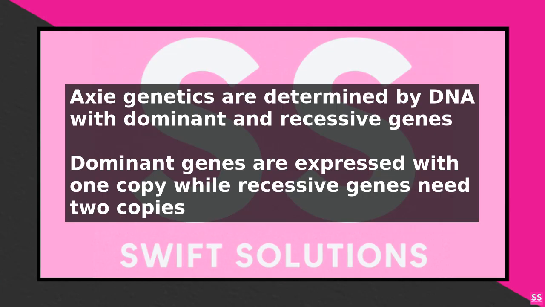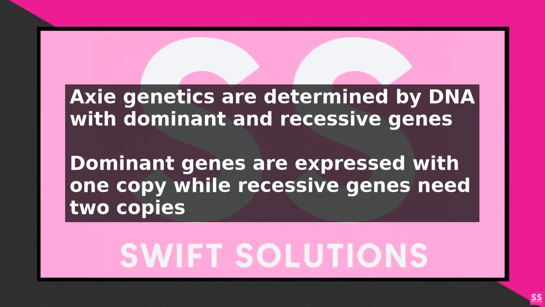recessive genes. To break down the genetics of an Axie, you need to understand the concept of dominant and recessive genes. Dominant genes will always be expressed if an Axie has one copy of the gene, while recessive genes will only be expressed if an Axie has 2 copies of the gene.